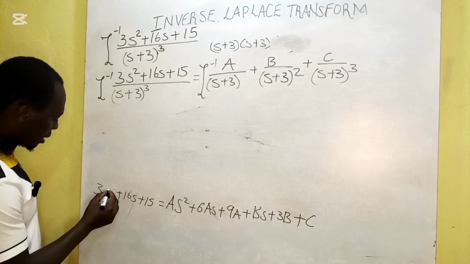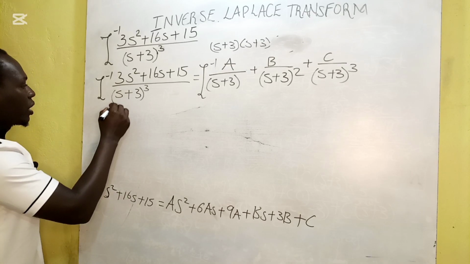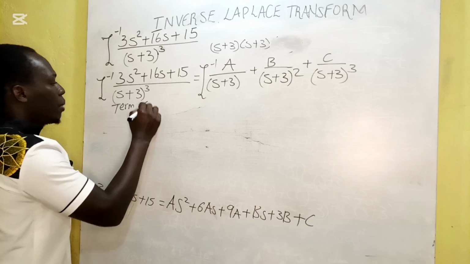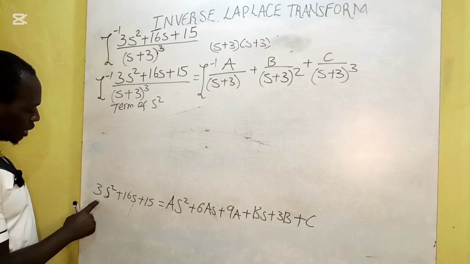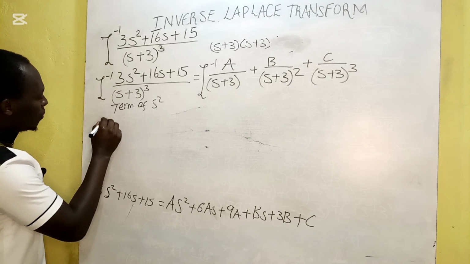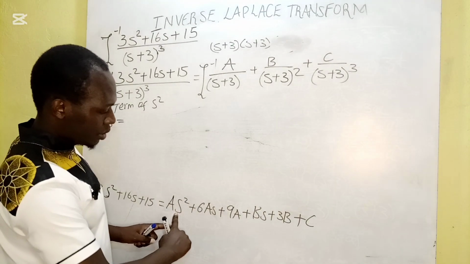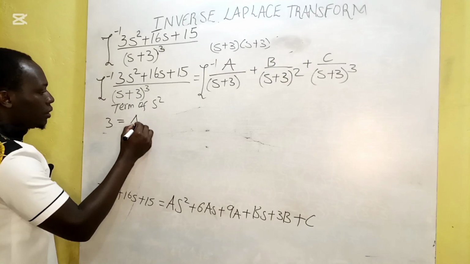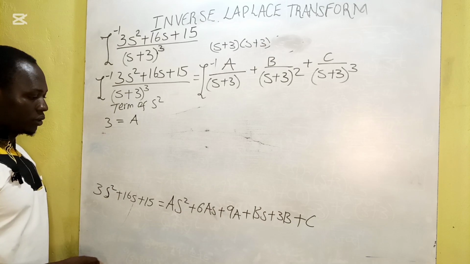For us to get the value of a, we can come and select the term of a squared. On our left hand side, we are going to have 3 is equals to a squared we are having here, and it is only at this point, to mean that a is going to be equals to 3.